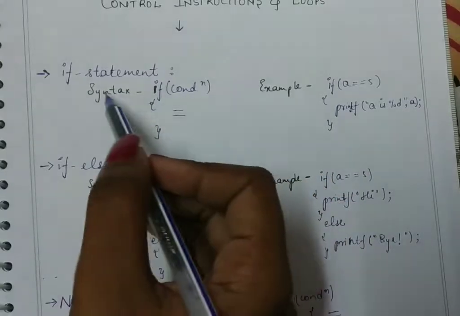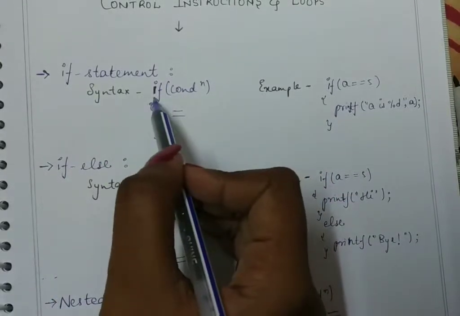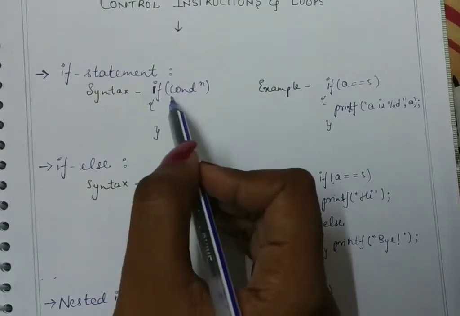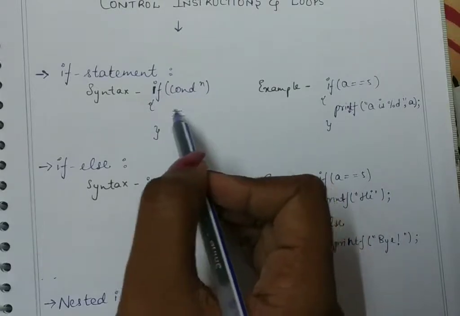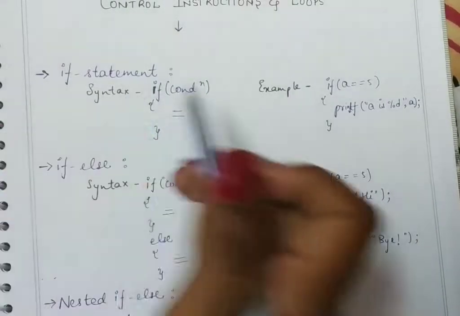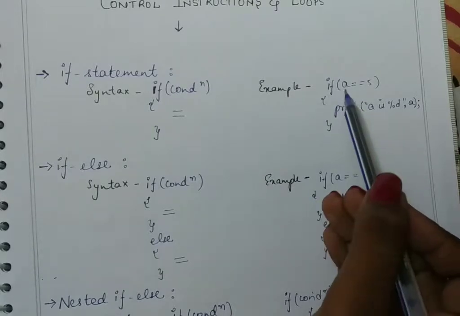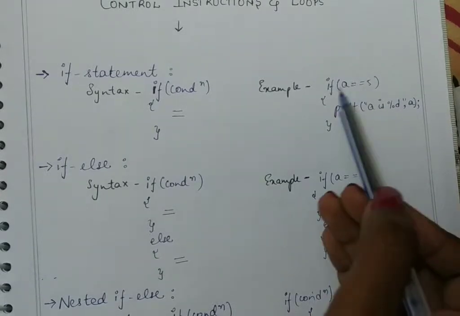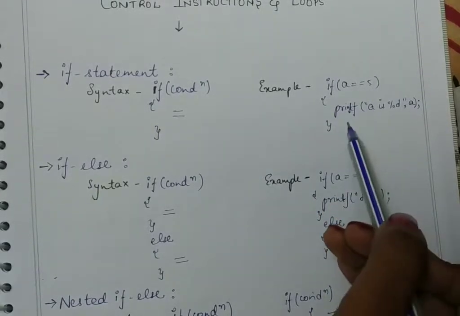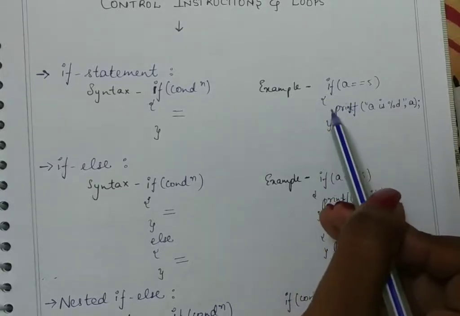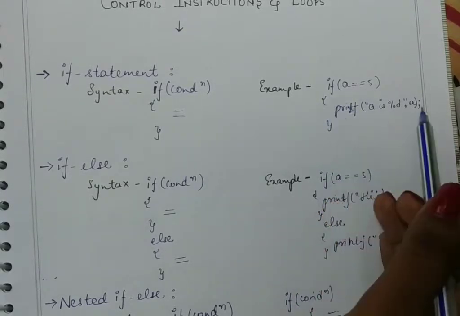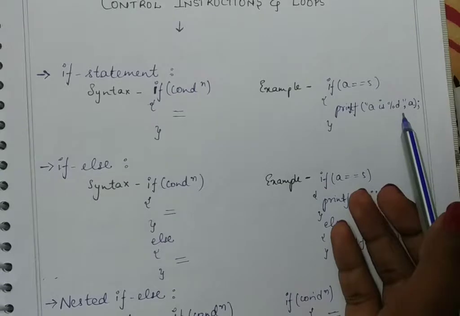If you start with the if statement, the syntax is if, a condition, and then the statements in it. An example is like this: if you want to check a is equal to 5, that means if a is equal to 5, then you go into the block and execute the instructions inside, which here is the printf instruction.